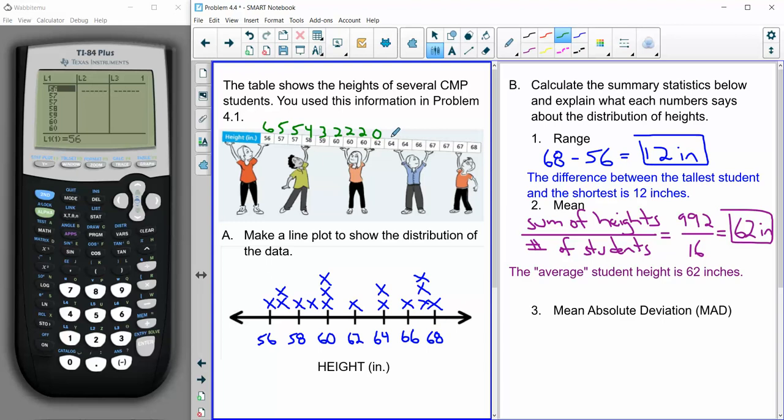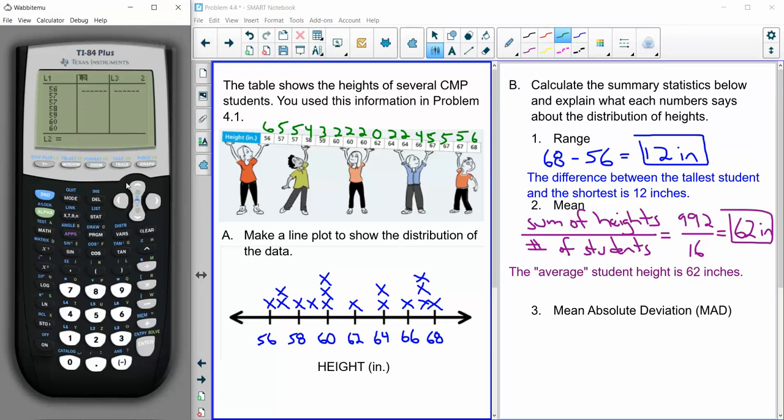Now 62 minus 64 is negative 2, but I'm going to ignore the negative and just call it positive 2. 62 minus 66 is negative 4. 62 minus 67 is negative 5, but again, ignoring the negatives. 62 minus 68 is negative 6. So the mean absolute deviation would be the sum of all these numbers divided by 16. I'm going to cheat again.